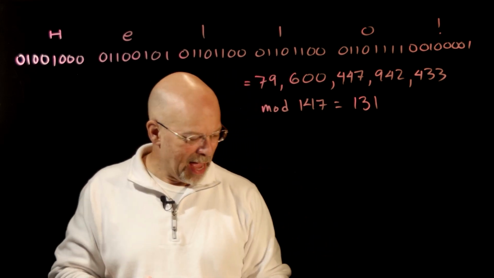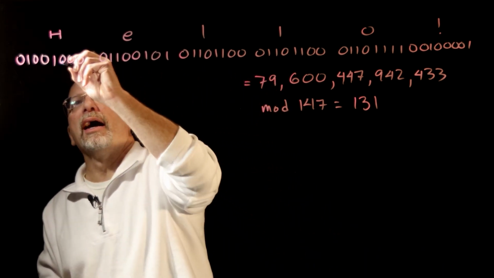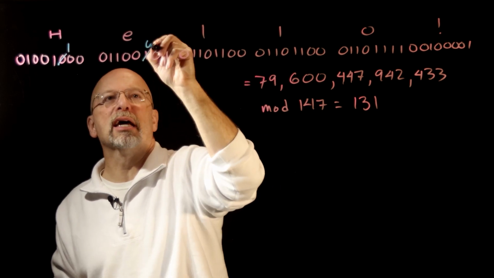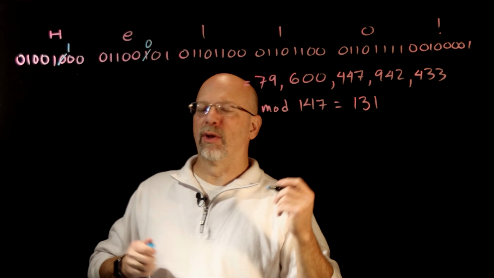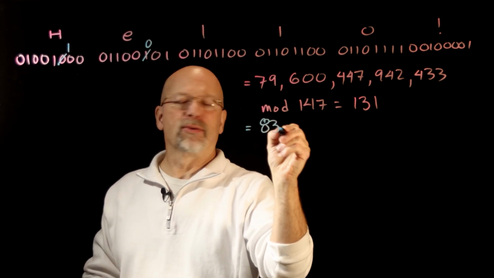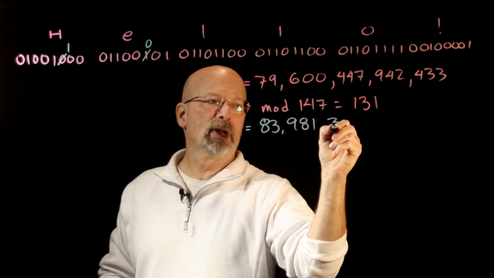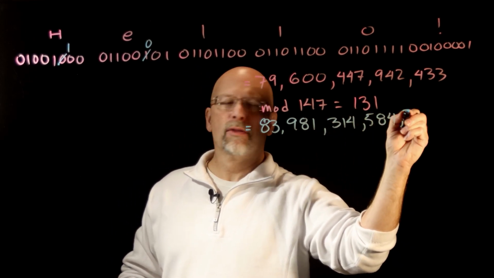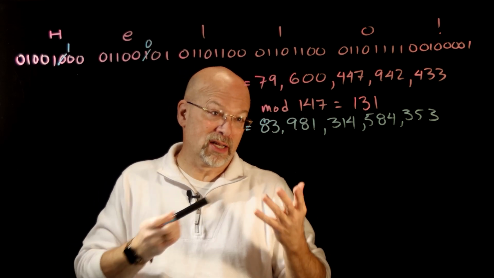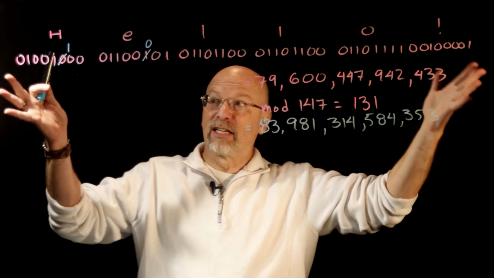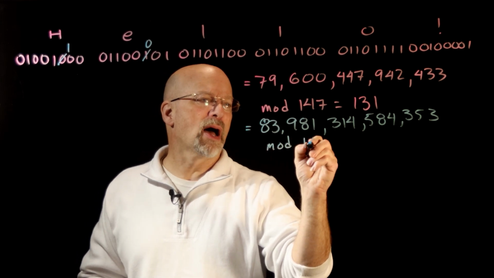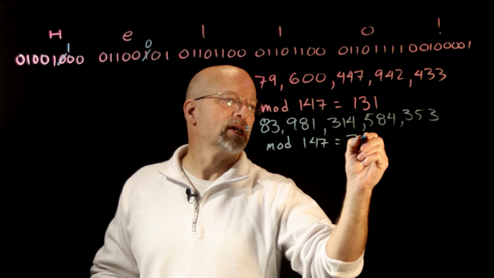Now, what if I made that change like I had done earlier, where I flipped this bit to a 1, and the corresponding bit in the e I flipped to a 0? What is that value now? This new modified value, this value that is an error, is 83,981,314,584,353. Notice that change did cause a significant change to the magnitude of our unsigned 48-bit integer. But what did it do to the modulo? If I do mod 147 again, what I get is 74.